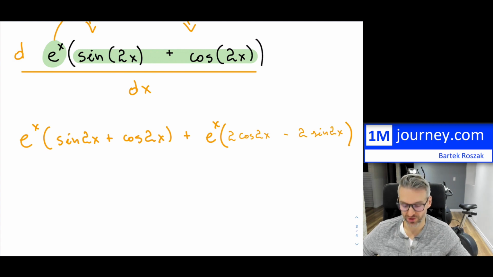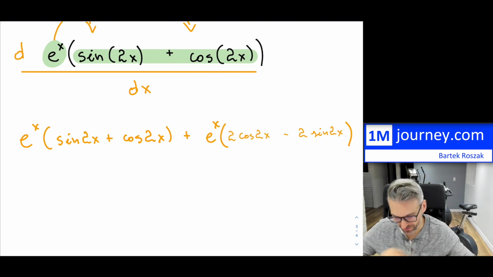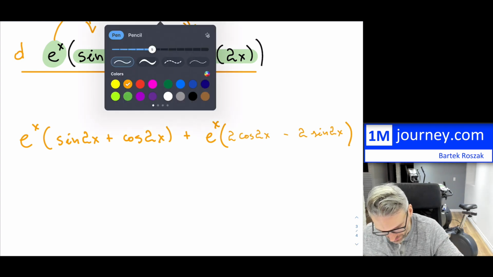You can certainly try to simplify it because you can take the e to the x out. So factor it out and then see if you can play around with those, because notice you have sine 2x and then minus 2 sine 2x. So that could actually cancel off, and you can simplify this a bit. So what I'm referring to there, maybe I'll do it.